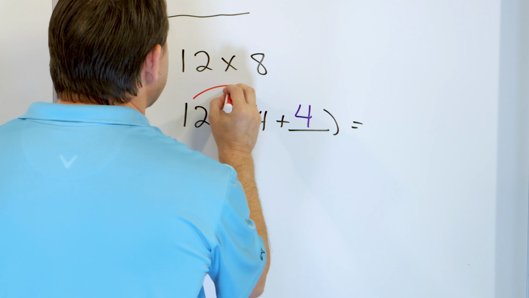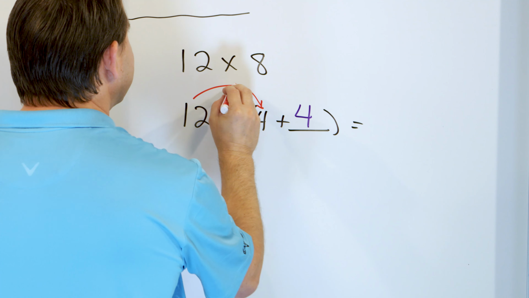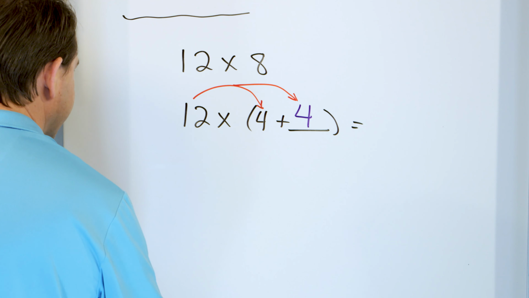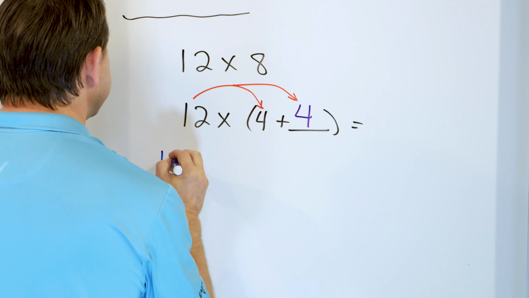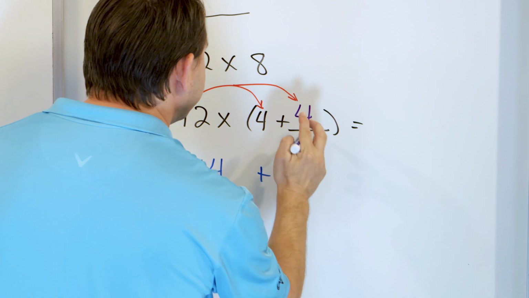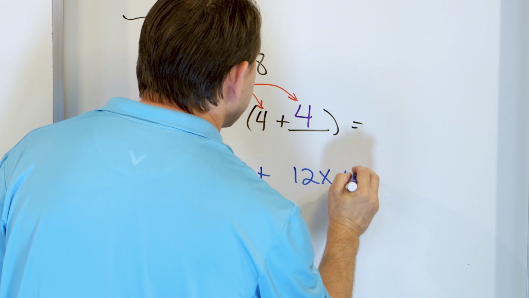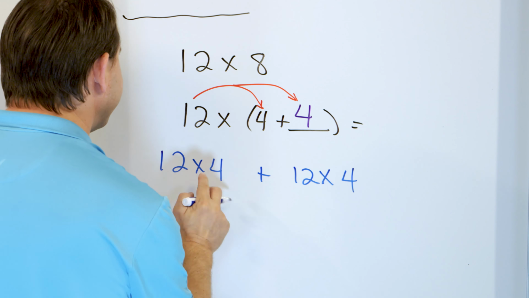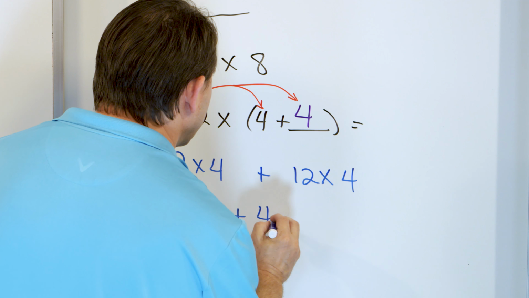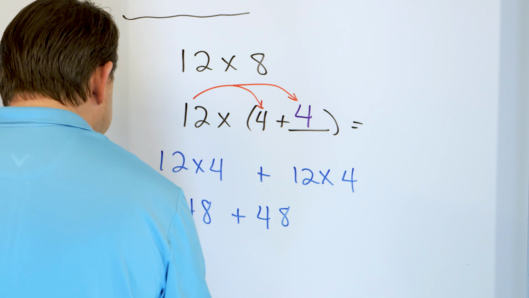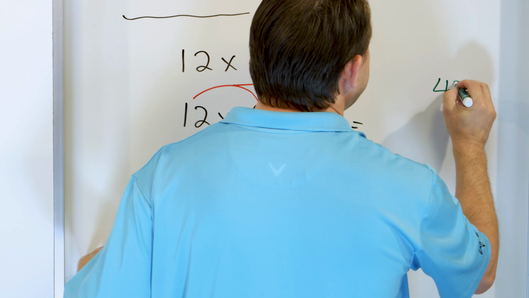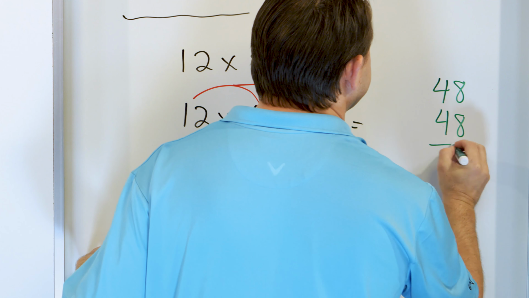So that means the 12 gets multiplied times the 4, and the 12 also gets multiplied times this 4. So what happens is 12 times 4 down here. I still have a plus sign, and then 12 times the other 4. Now, from the multiplication tables, 12 times 4 is 48. Then we have 12 times 4 is 48. Now you have to add 48 plus 48, and I know you probably don't remember that, so let's go over here and do 48 and 48.